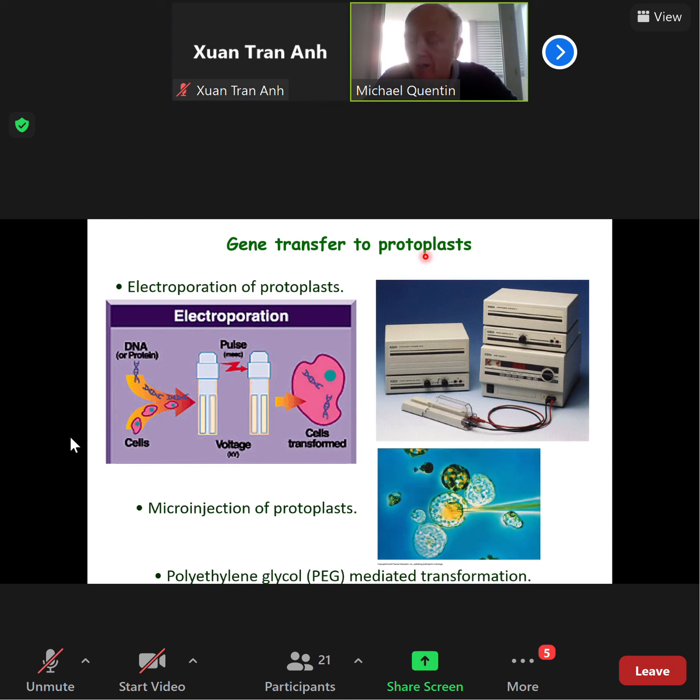And I told you previously when I spoke about in vitro culture, it's not so easy to regenerate a whole plant from protoplasts. So this alternative will only be used for some very, very specific crops that you may not be able to transform otherwise.